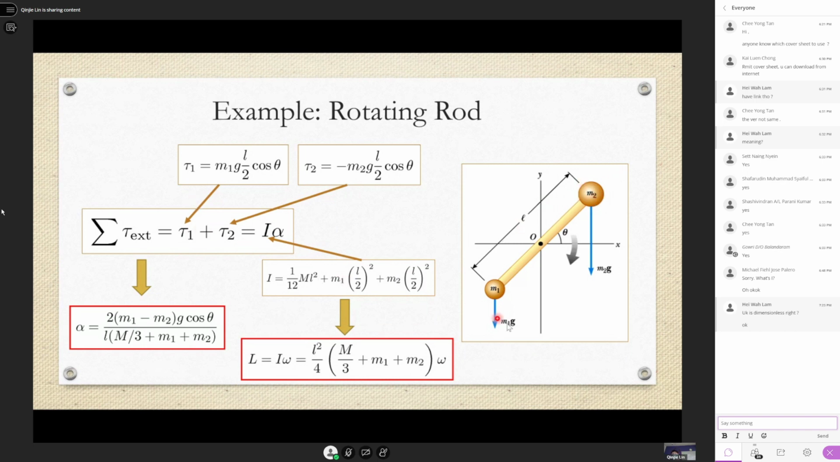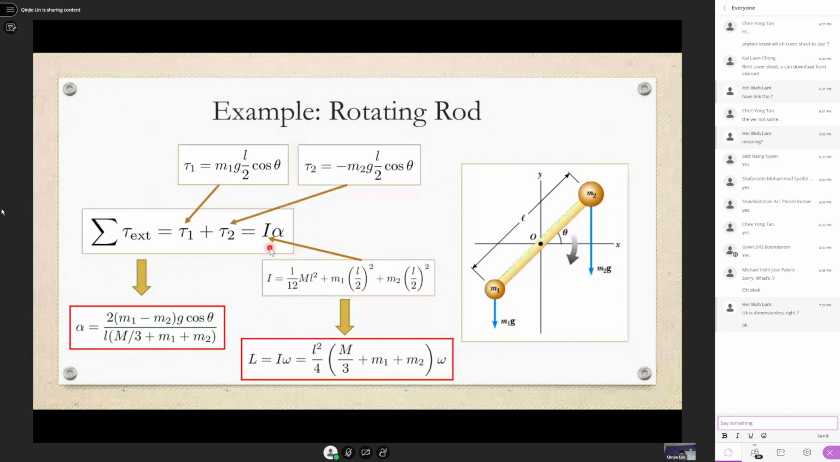So for torque 1, you get the force due to this mass, which is m1g, times that distance. It's L/2 cosine theta. Then tau 2 is actually the same thing, just that they are giving torques in different directions. One is trying to rotate counterclockwise, one is trying to rotate clockwise, so definitely one will have a minus sign.